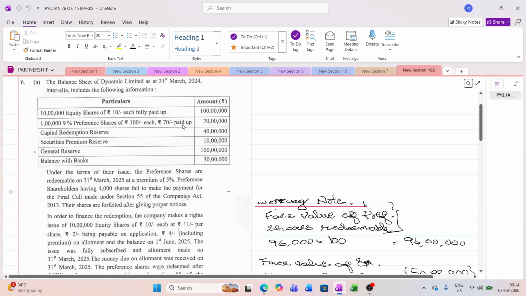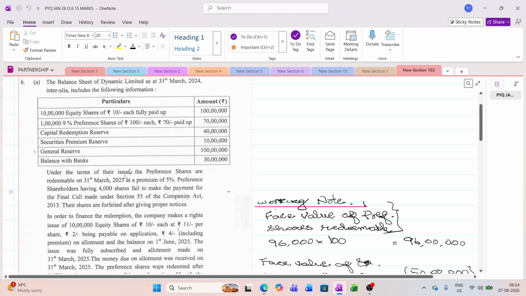I said that it is not fully paid up, and the condition is only fully paid up shares are redeemed. We will see what the question says. They have a capital redemption reserve, securities premium reserve, and general reserve. Free reserve is also there.